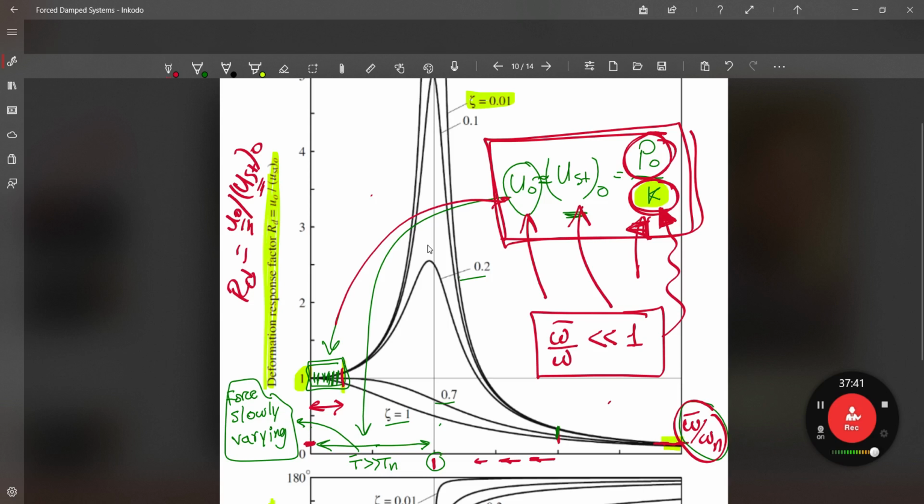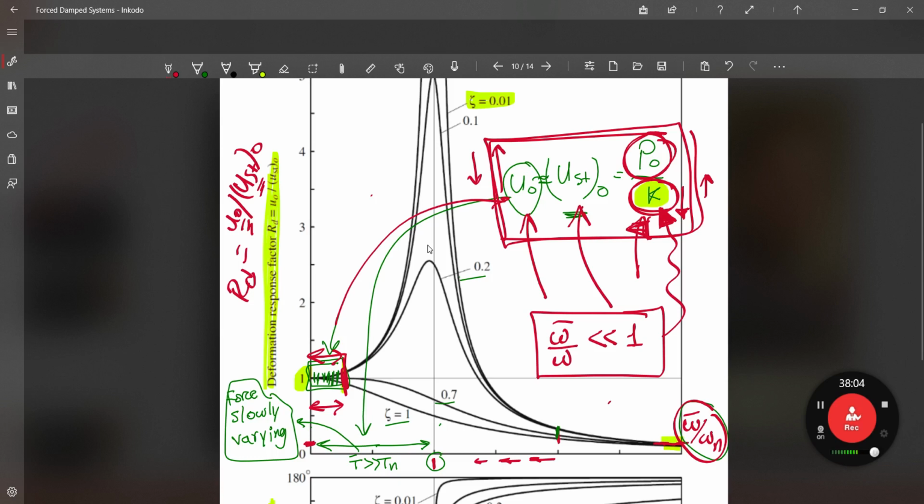If the stiffness is very small, then your system is going to respond very high. If the stiffness is higher, then the response is going to be lower. So this part is very sensitive to the stiffness of the system.